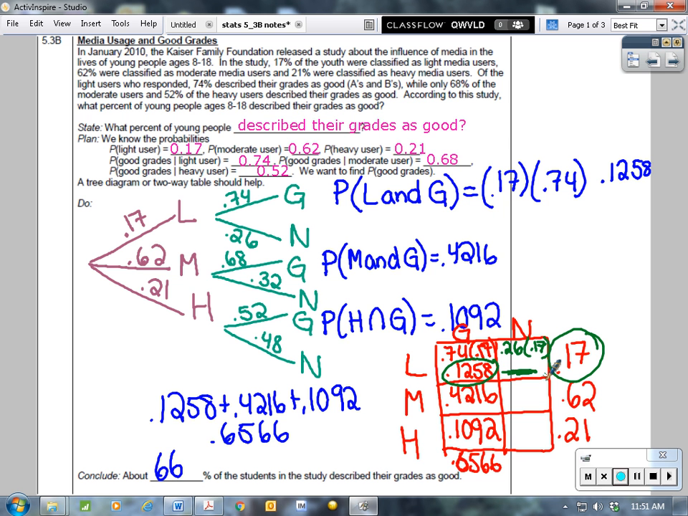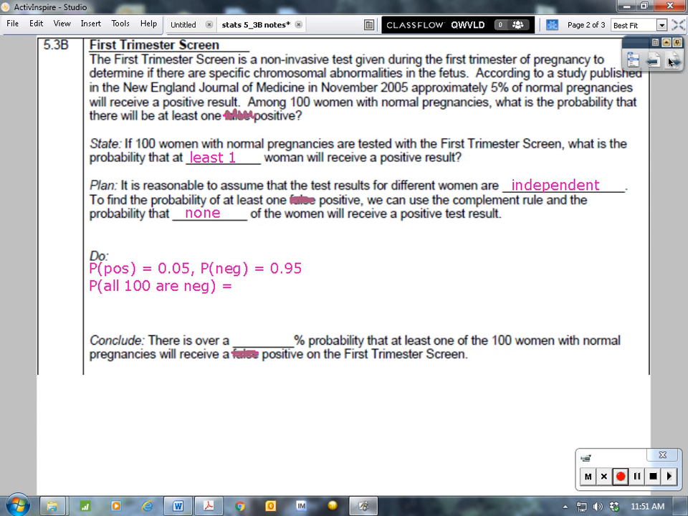Okay, so now we're going to look at our next problem. And this next problem kind of foreshadows what we're going to be looking at in Chapter 6. So we have a first trimester screen, which is a non-invasive test given during the first trimester of pregnancy to determine if there are specific chromosomal abnormalities in the fetus. According to a study published in the New England Journal of Medicine in November 2005, approximately 5% of normal pregnancies will receive a positive result. Among 100 women with normal pregnancies, what is the probability there will be at least one positive result?